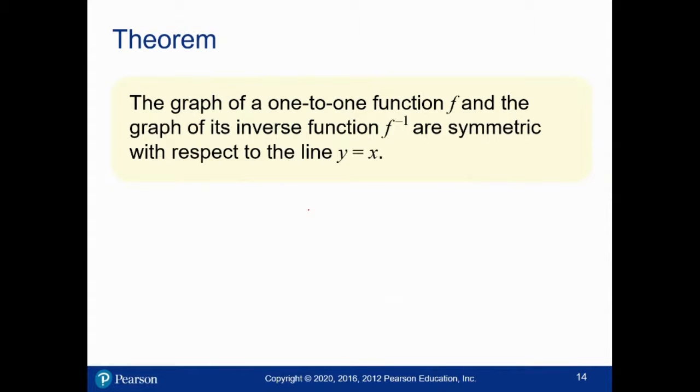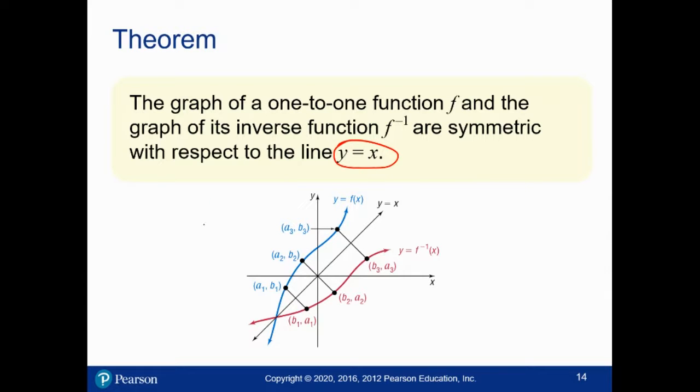Okay, and there's a nice symmetry. If you have a graph of a function and you reflect it across the line y equals x, you can find the graph of the inverse function. So for example, look at the blue curve. Here's y is f of x. We draw the line y equals x, which is this nice diagonal line with slope 1. And then I start reflecting across this line.